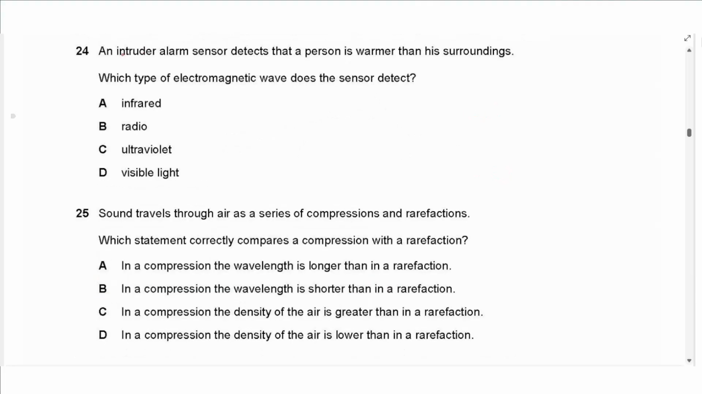Question 24 says, an intruder alarm sensor detects that a person is warmer than his surroundings. Which type of electromagnetic wave does the sensor detect? For heat, we have infrared radiation.